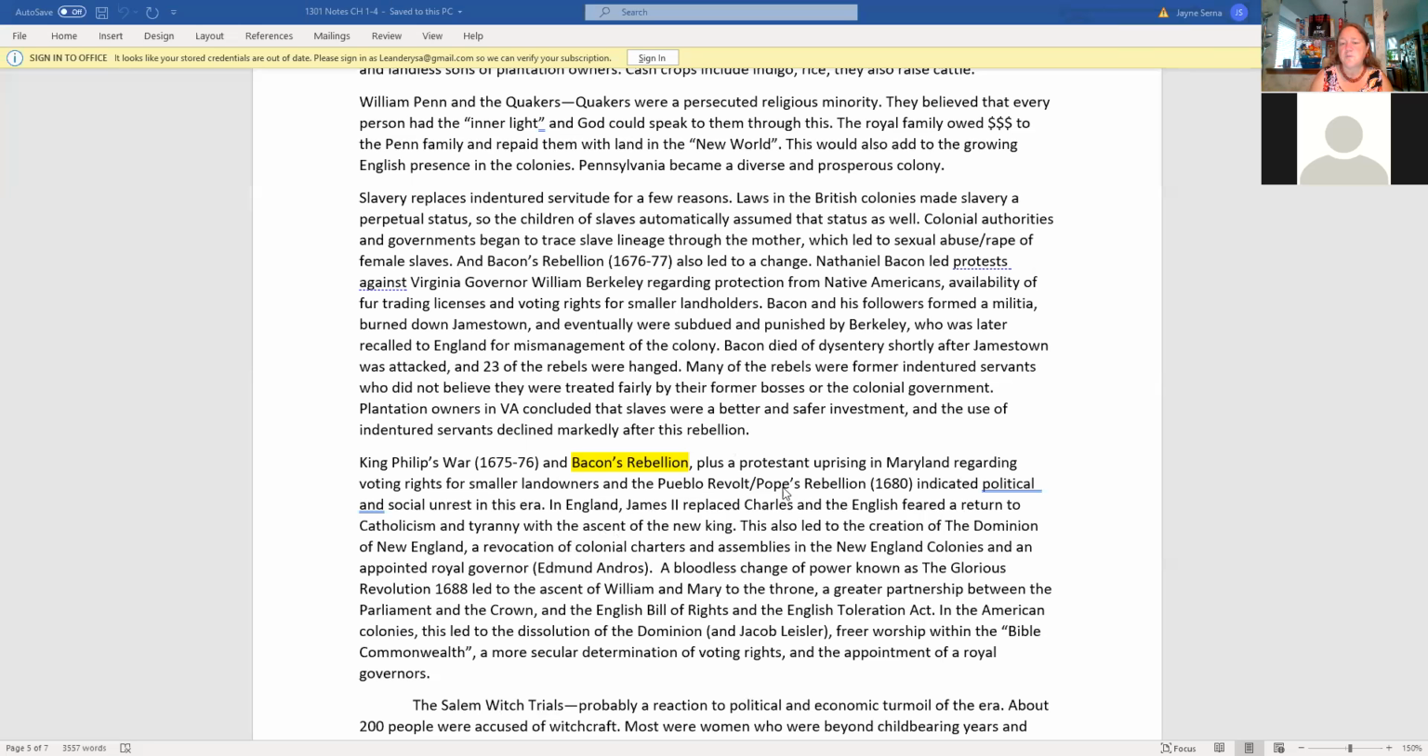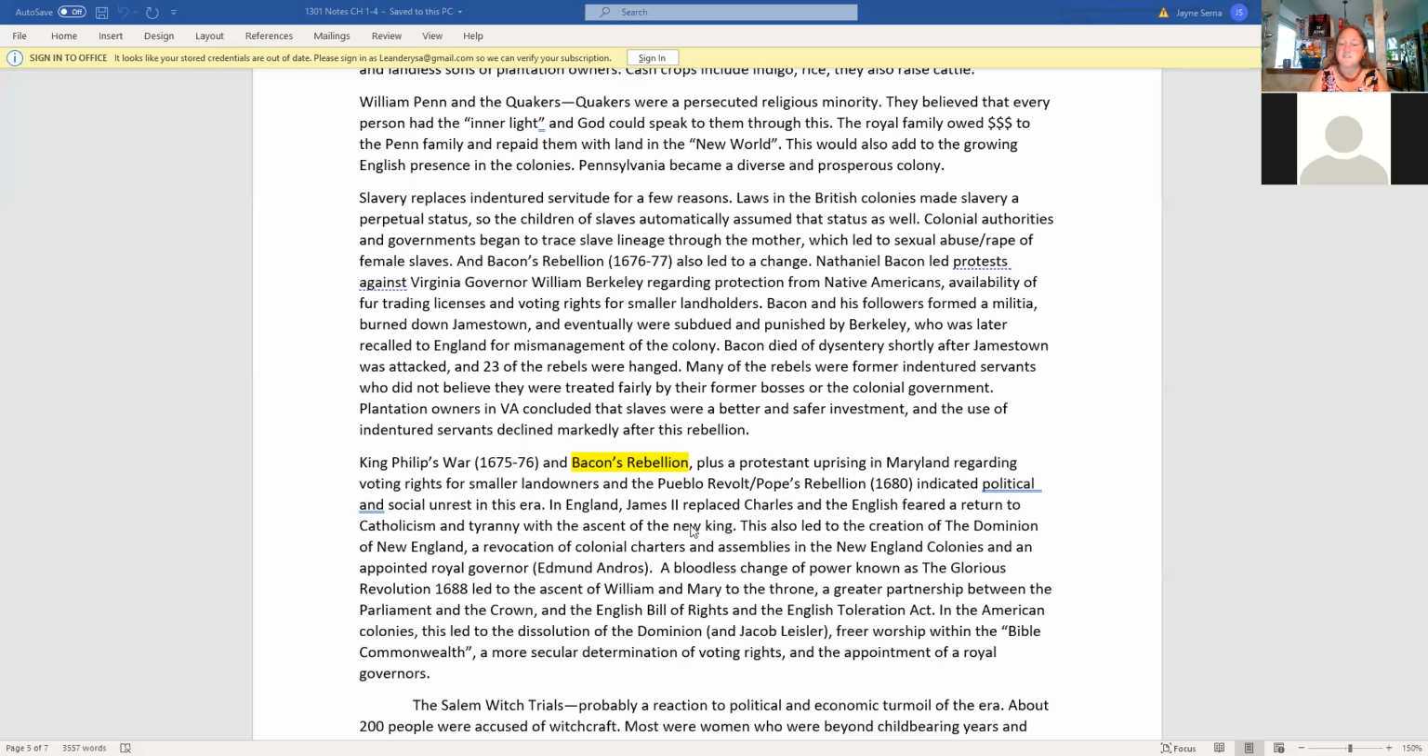And you also have the Pueblo Revolt or Pope's Rebellion contemporarily as well. And that's the pushback from the natives against the Spanish, who are controlling trade in an unfair way and trying to enforce, maybe enforce is the right word, their religion onto natives. So you're seeing some pushback from people who feel like they're not being treated properly by their authorities. So you've got a lot of political and social unrest in this era.